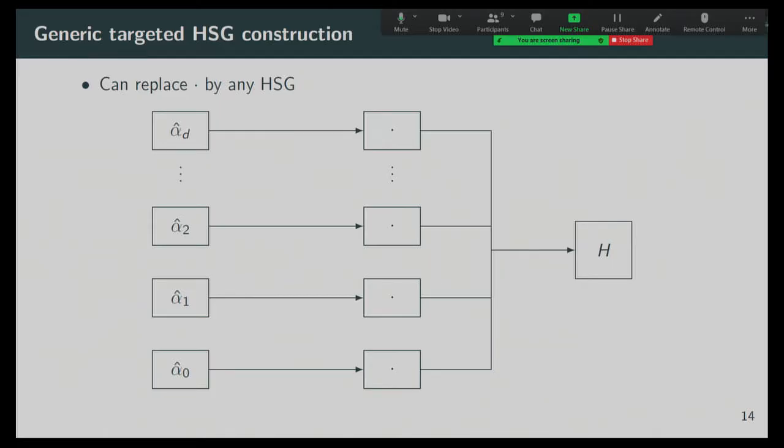So what changes in our case, right? So the first observation is that we can replace Nisan-Wigderson essentially by any pseudorandom generator, right?